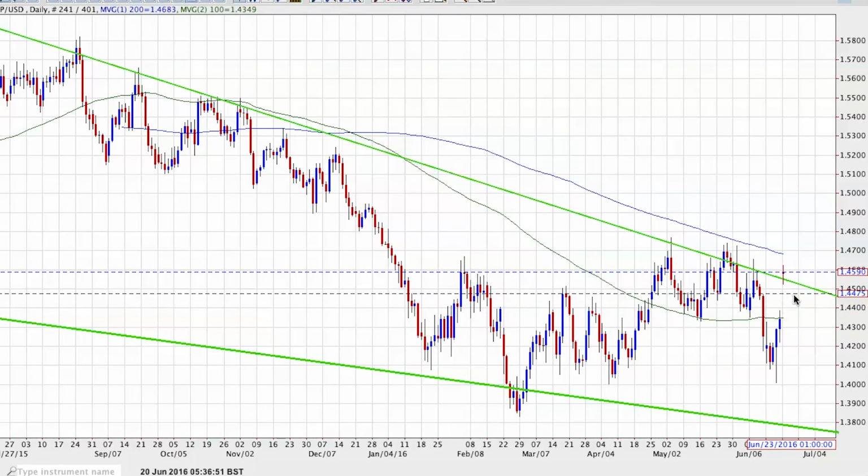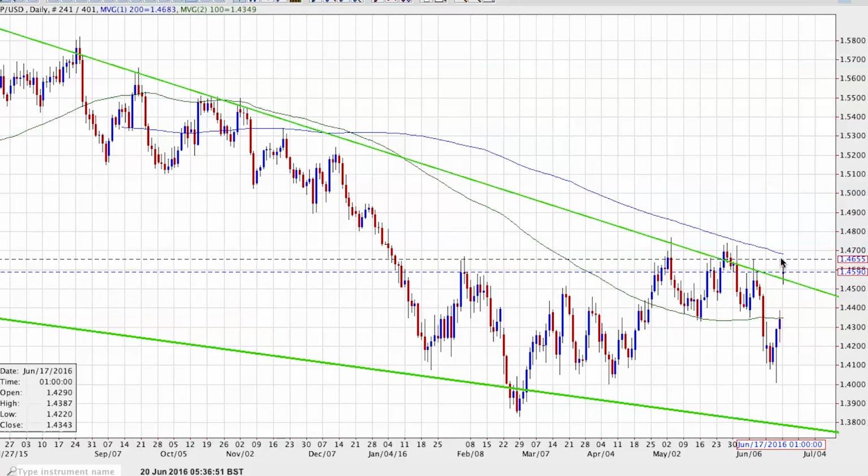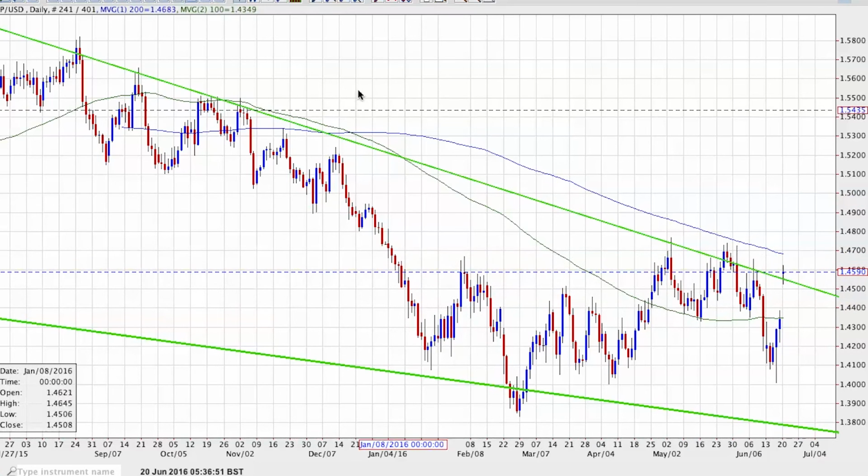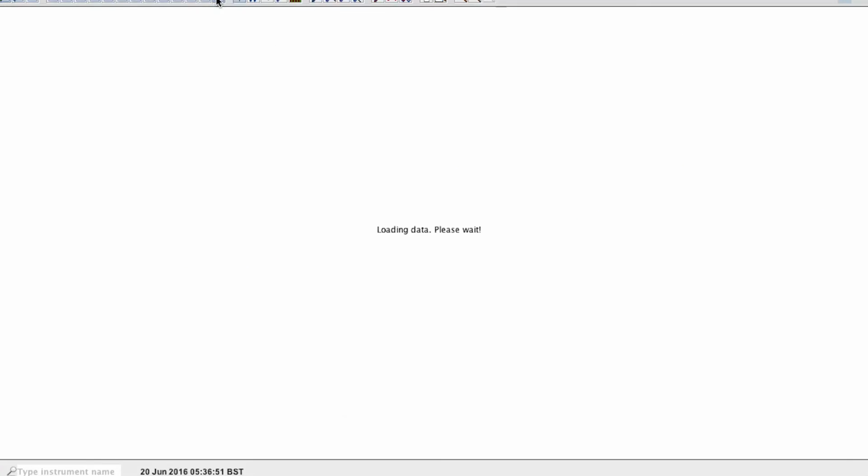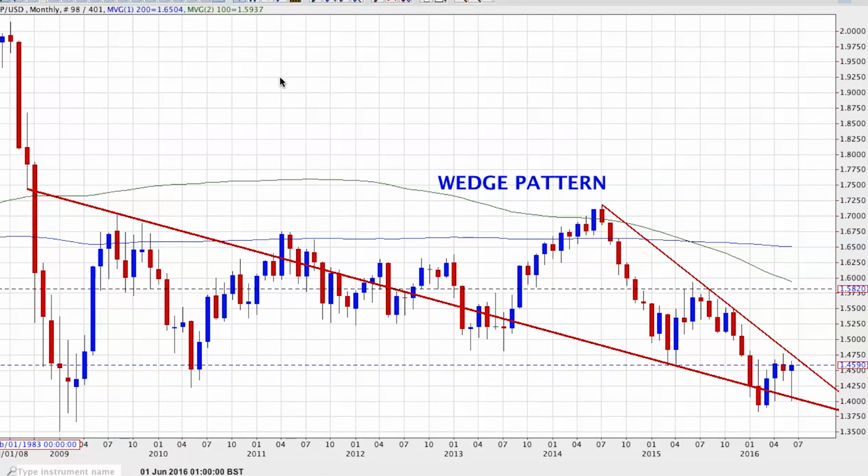So we may come down to close that gap, or alternatively we may move to test towards the 200-day average, or we may move to test the top of the wedge pattern to see if that can break. It may be an area where the market's heading, and as we move towards the vote on Thursday, it's going to be very interesting to see where this pair goes.